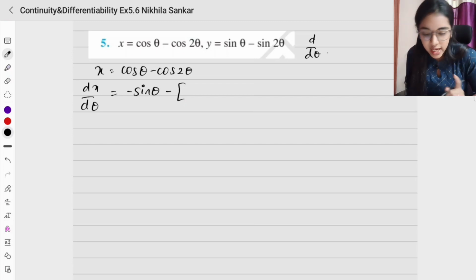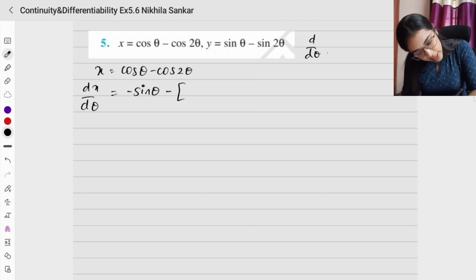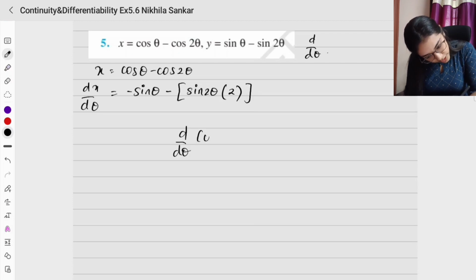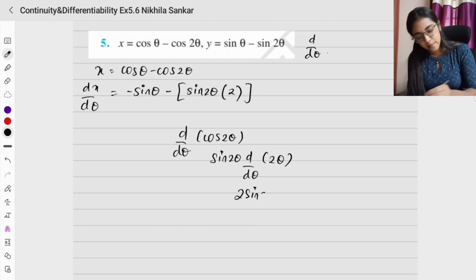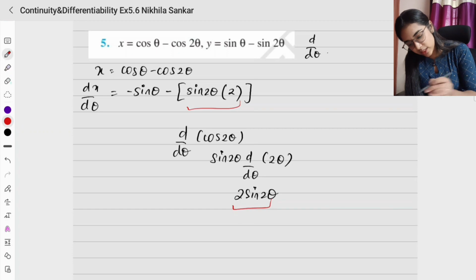If the minus is missed, the answer will change. Now what is the derivative of cos 2 theta? Cos theta's derivative is sin 2 theta, but you have 2 theta. If you differentiate 2 theta, I'll be left with 2. Clear? d by d theta of cos 2 theta is going to be sin 2 theta, but I have 2 theta, so d by d theta of 2 theta, which is going to be 2 sin 2 theta. That is what I have written here. Understand? After this you have to solve quickly. Don't sit and fumble over all the derivatives.